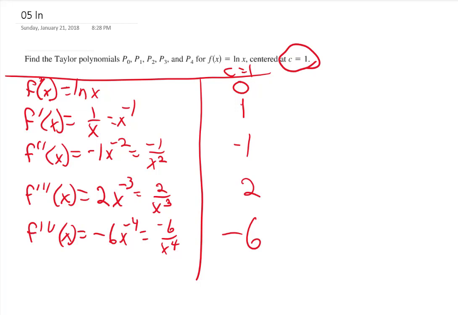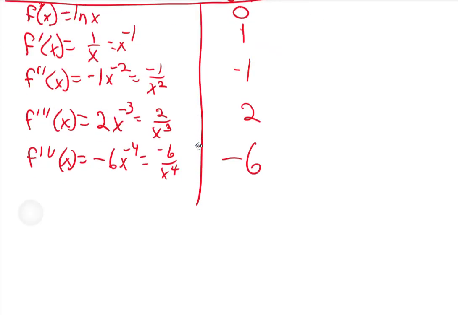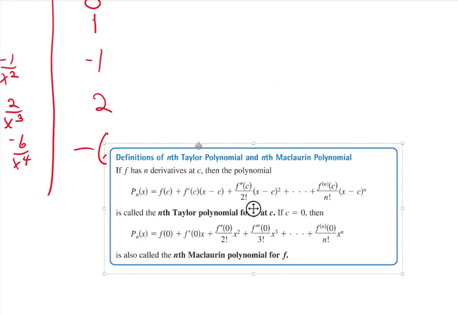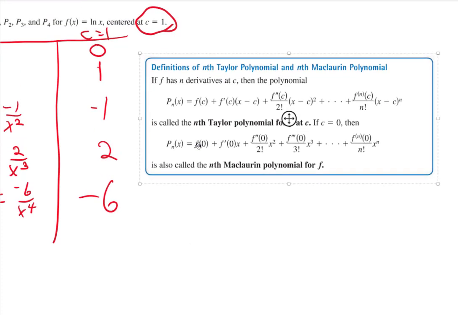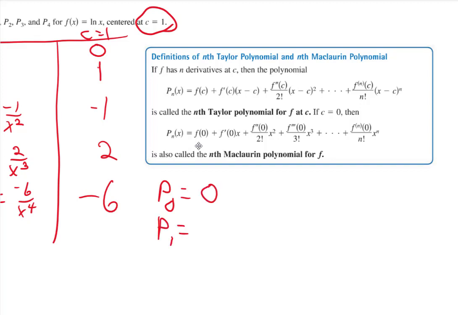Now if you'll go back and look and see what a Taylor polynomial is, I'm going to take this graphic here and copy it down here so we can utilize it. So if we're looking to find a Taylor polynomial, those are our function values up there. So I'm going to go ahead and write out the first one. P of 0 is just going to be the function value at 0, which is 0. Then the first degree polynomial is going to be the previous one plus the first derivative, which we said was 1, times x minus 1.